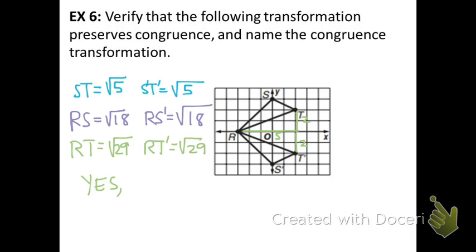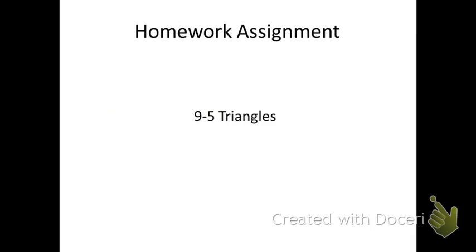And the type of transformation, it flips over, we call that a reflection. We also talked about the other kinds of transformations. You have a translation, which is a slide, and a rotation, which is a turn, and a dilation, which changes your size. So hopefully that will help you with your 9-5 triangles. Good luck.